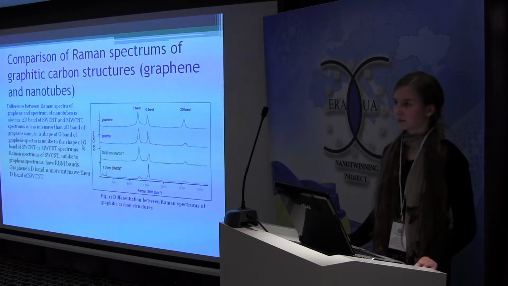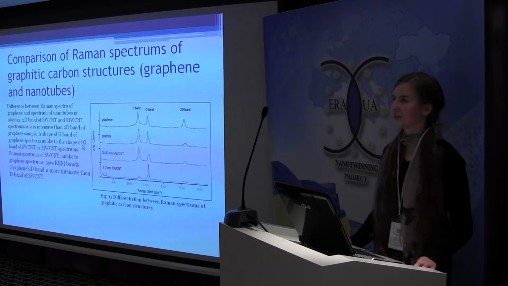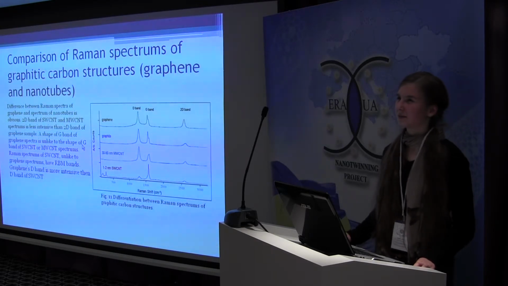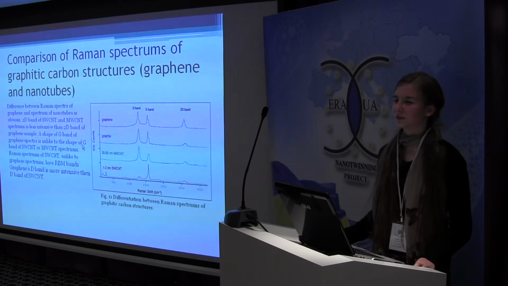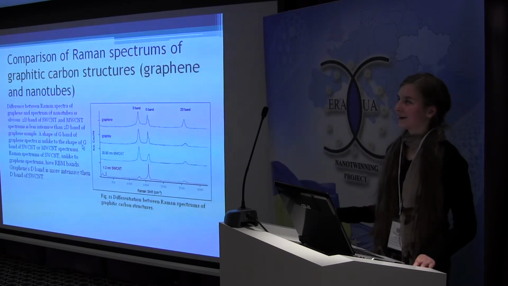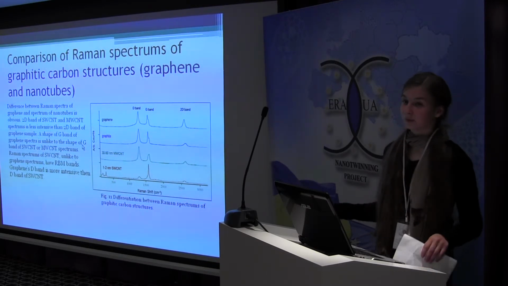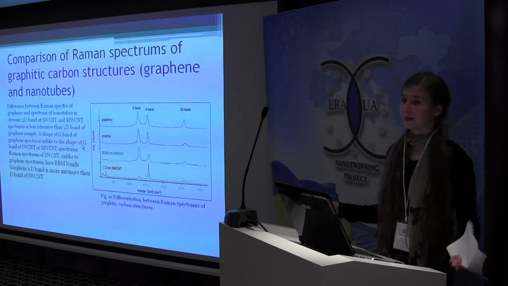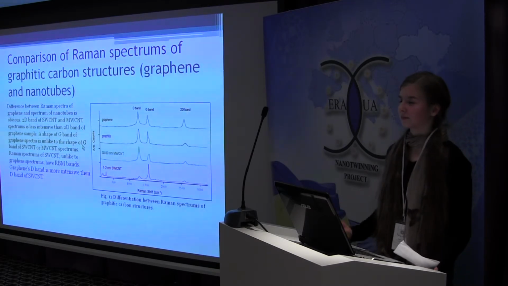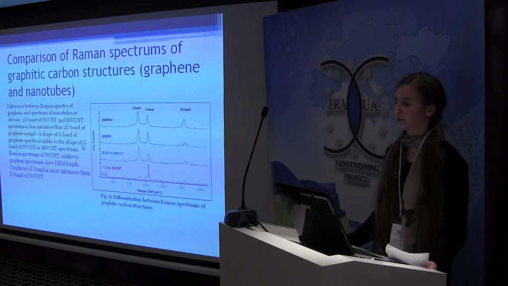I would say it's not with the defects, but with the number of layers. The D band is better to determine the doping level in graphene or carbon nanotubes.